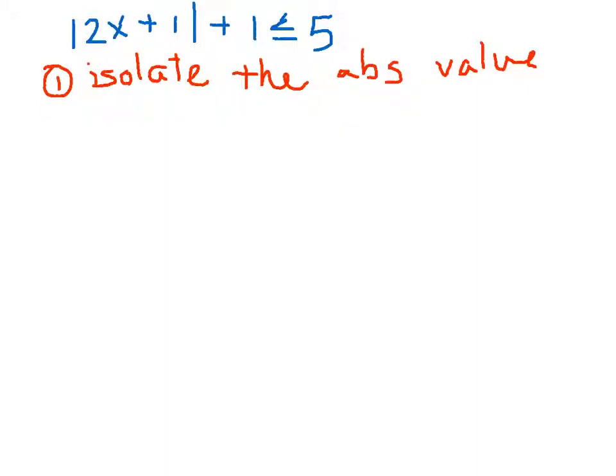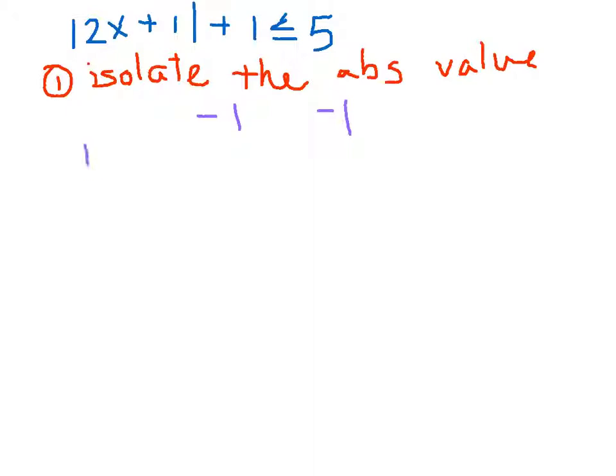Alright, so this is the absolute value problem. So the first thing I'm going to do is isolate my absolute value. That's what I always do. I say I have to get the absolute value all by itself on one side of the equation. So, all I'm going to do is add 1 to both sides of the equation. So when I do that, I'm sorry, subtract 1 from both sides.